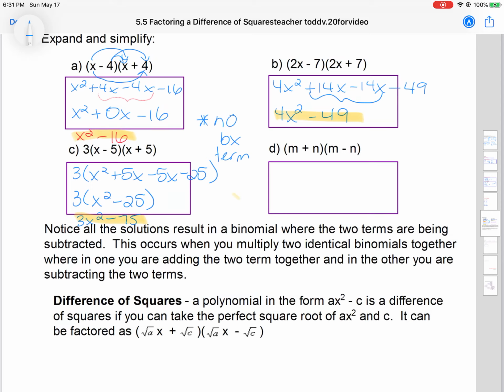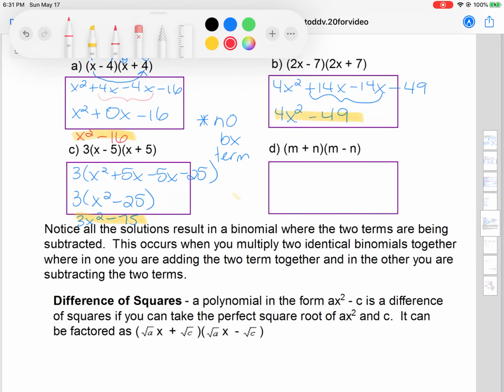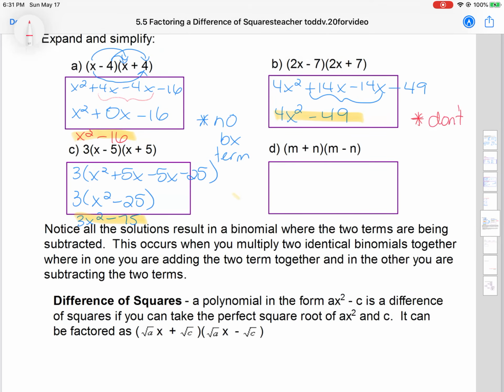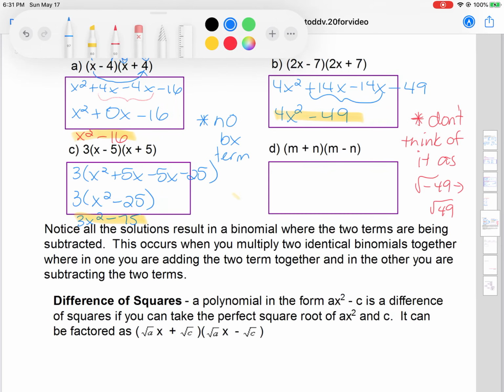And the first term you can square root, and the second term you can square root. Now, can you square root negative 16? No. So you're just looking at the number. Square root 16, square root 49, square root 25 once you divided out the common factor, okay? So don't think of it as square root negative 49. It would just be the square root of 49 is 7, okay? Because that is not workable yet.